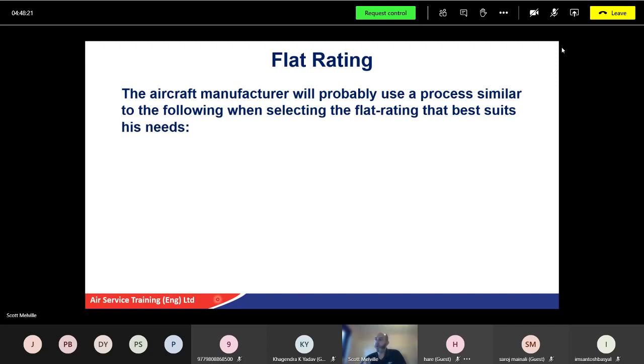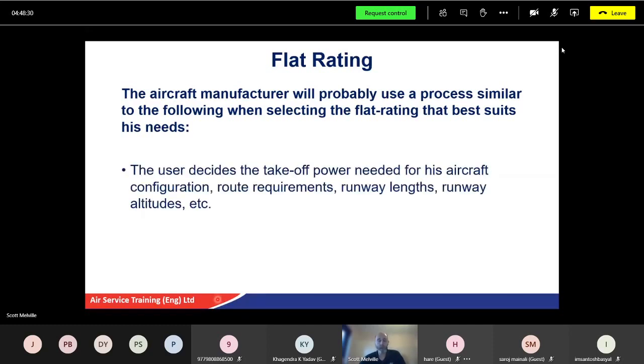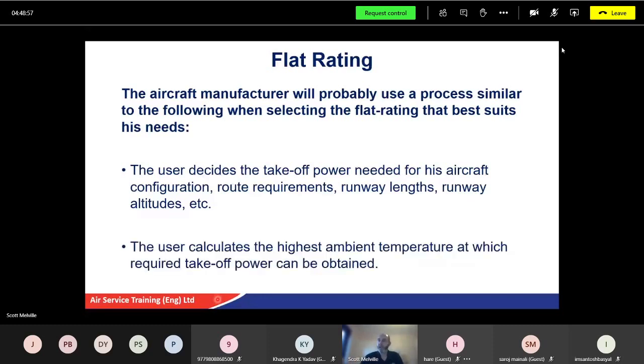So the aircraft manufacturer will probably use a process similar to the following when selecting the flat rating that best suits his needs. The user decides the takeoff power needed for the aircraft configuration, the route requirements, the runway lengths, the runway altitudes, the weight of the aircraft, and that sort of thing. So the pilot will input all information into the computer and work out how much power or how much thrust, using his EPR and all that sort of thing, to take off. In other words, can he take off from that runway? Is there a big mountain at the end of the runway that he needs to go up and over? Okay, hopefully not. The user calculates the highest ambient temperature at which required takeoff power can be obtained.